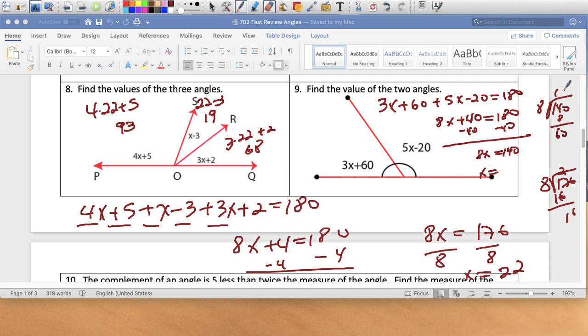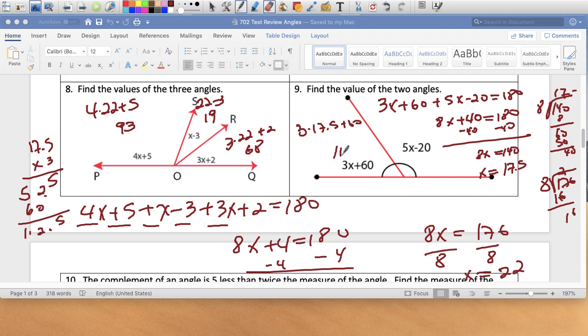So we're going to get 17.5. So x equals 17.5. I'll go back here. Sorry, I made a mistake. So 3 times 17.5 plus 60. 17.5 times 3 is 52.5. 52.5 plus 60 will give me 112.5. And on the other side, it's going to be 5 times 17.5, 87.5, I'm assuming, minus 20, so this looks like 67.5. So those are the values of my two angles. And I'm going to pause it for a second.